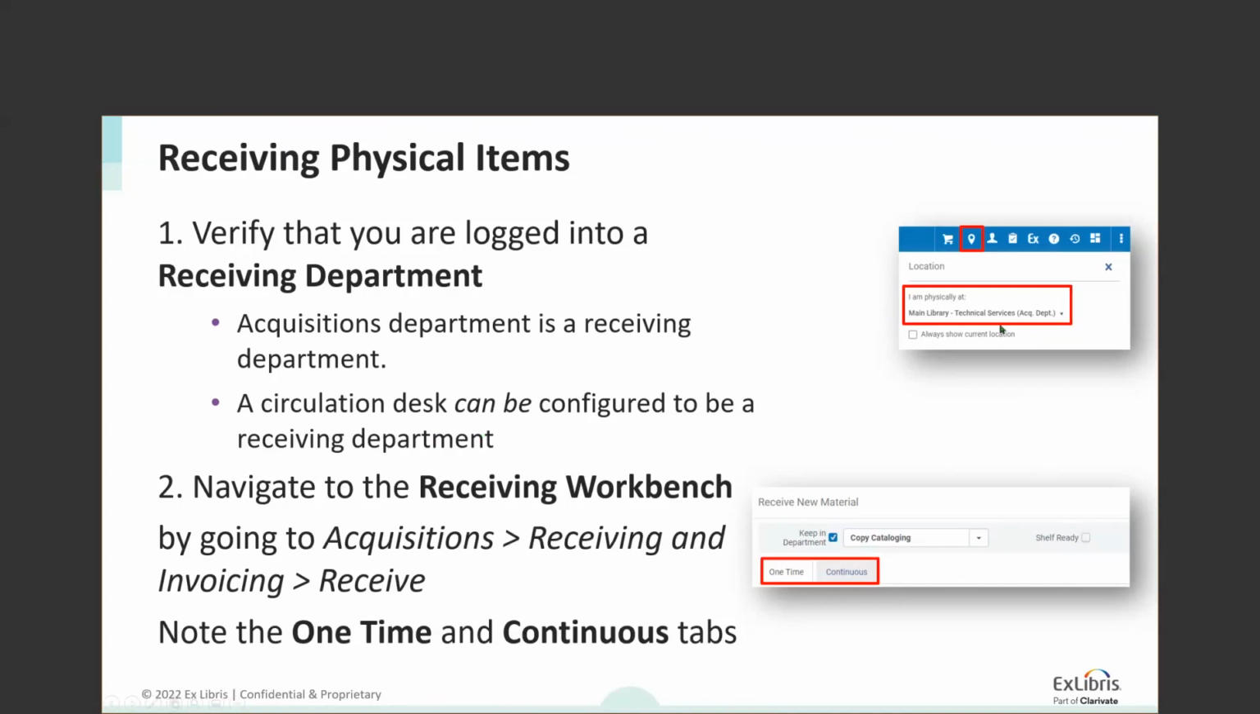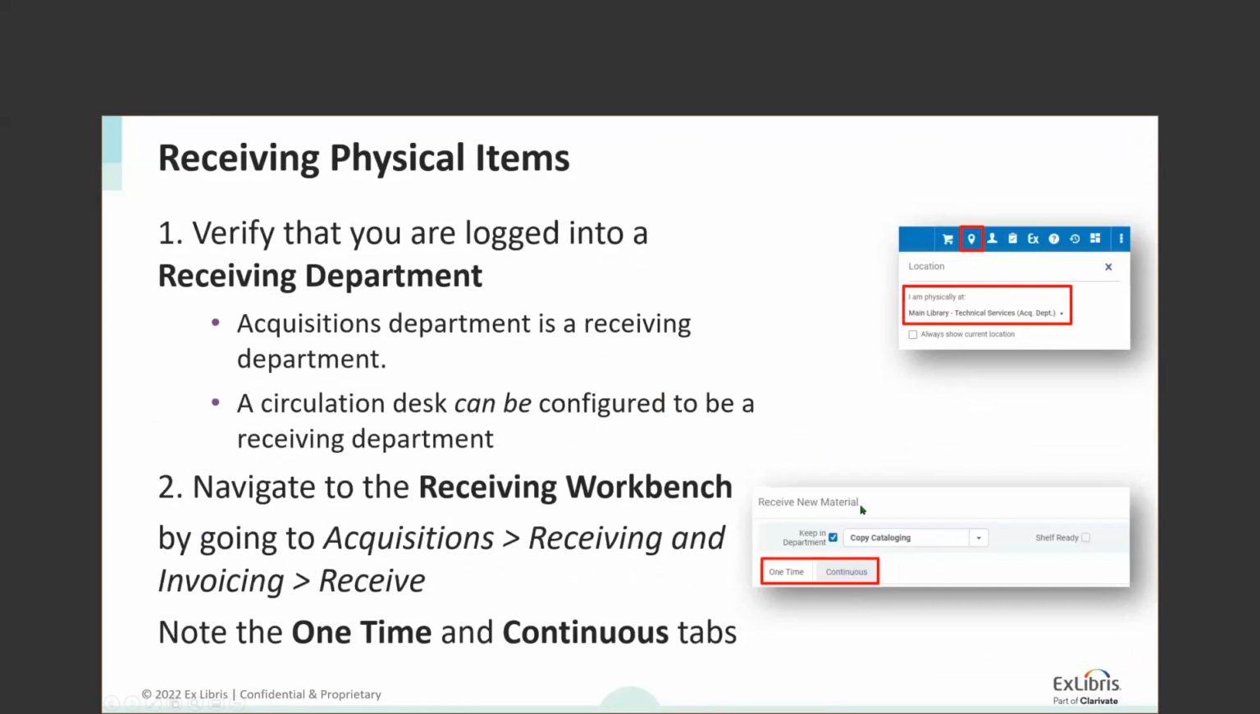Once you're in your receiving department, you navigate to the receiving workbench under acquisitions, receiving and invoicing, receive. And when you get in here, at the top of the screen, you'll notice this one-time or continuous. These are two separate tabs. And so one-time firm orders will show up on this one-time tab, and any continuous orders, any subscriptions, they'll show up on the continuous tab for receiving.